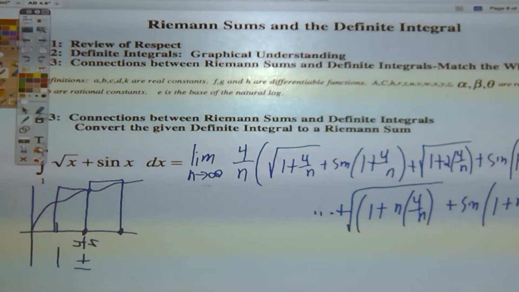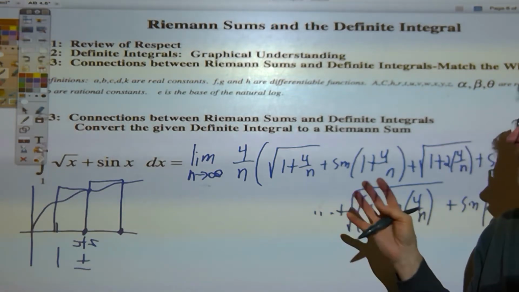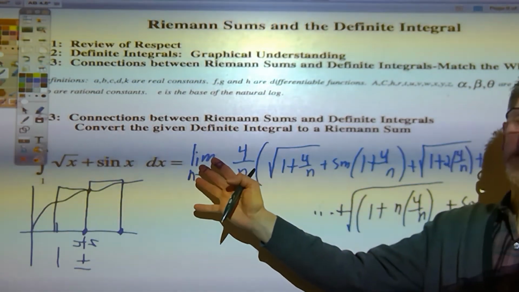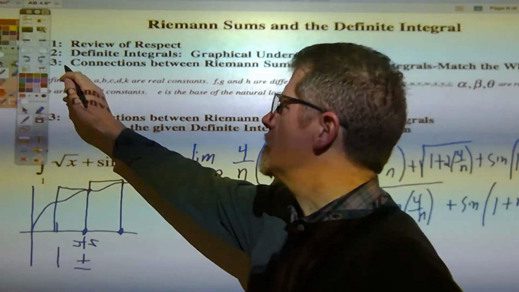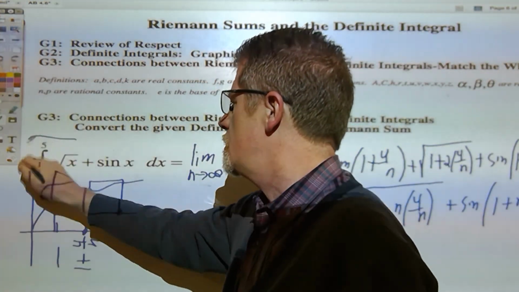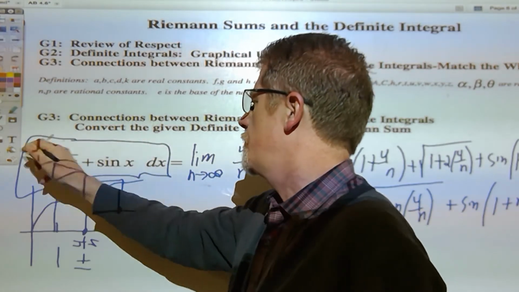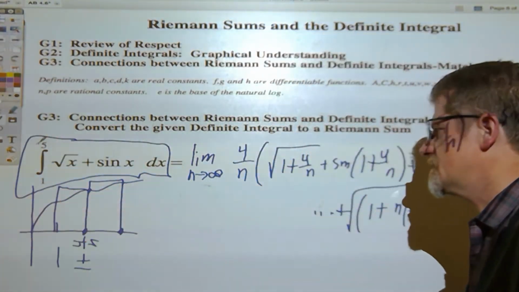And so what we're doing in this lesson is learning how to reverse engineer these Riemann sums. And so this limit of a Riemann sum will be the question, and then the answer will be the definite integral. The definite integral from 1 to 5 of square root x plus sine x dx.